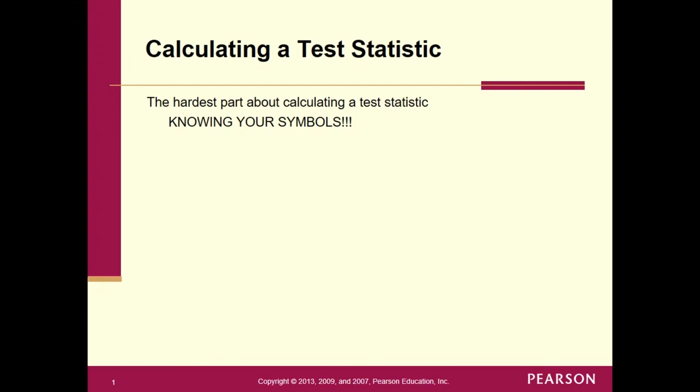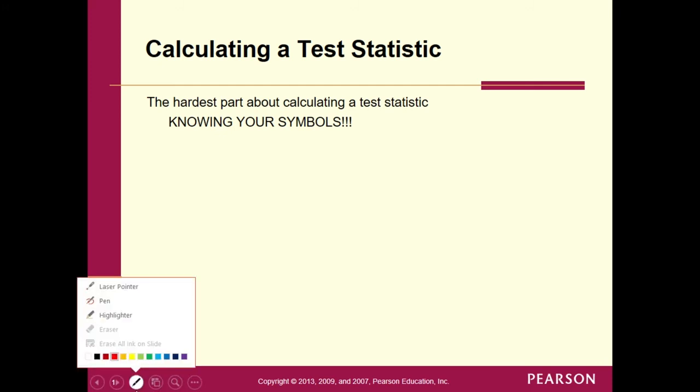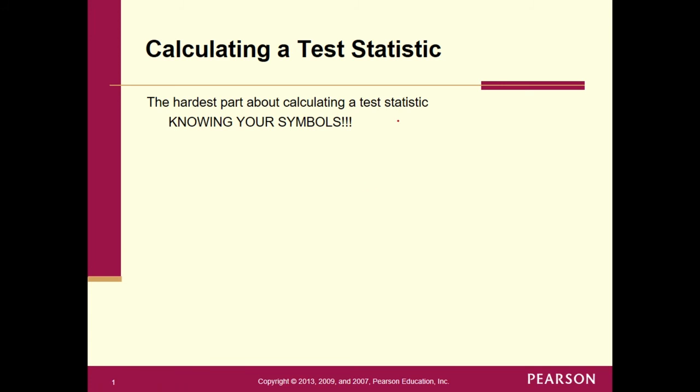Good day, everyone. So today we're going to go over section 12.2, and we're going to start with calculating a test statistic. So the hardest thing about calculating test stat is that it's not the calculation itself, usually. It's actually knowing your symbols. So you got to know what p hat is, you got to know what p is, you got to know what n, s, x bar, mu.